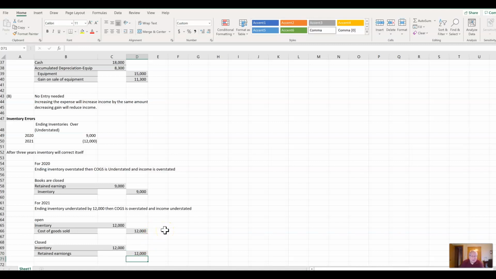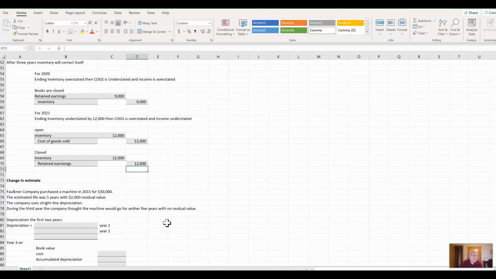Those are the two errors I'm going to do. Those are the two most common ones. Like the other ones, though, like I said, look at what the company did, what they should have done, and then how you get from where they're at to where they should be. That's all you need to look at. And look at how it affects income, and has the income been closed into retained earnings or not? And then you take it from there.